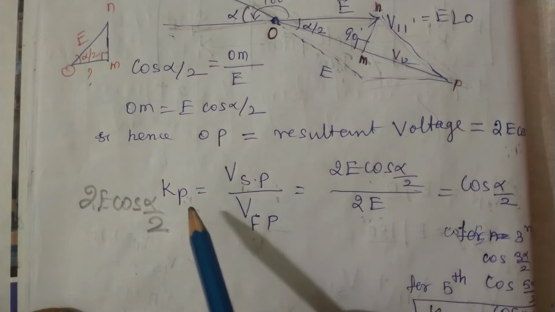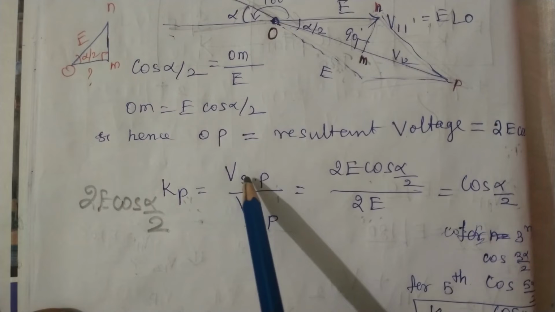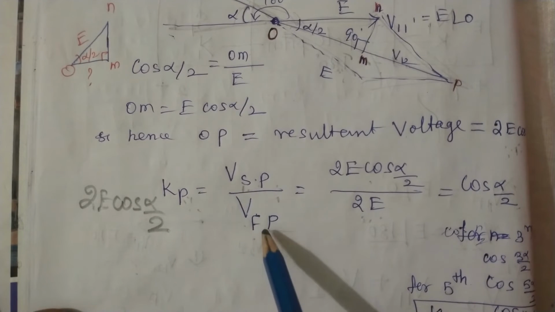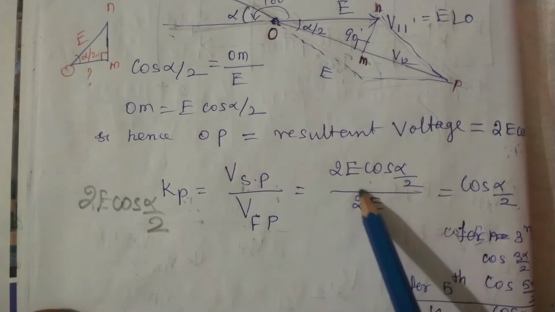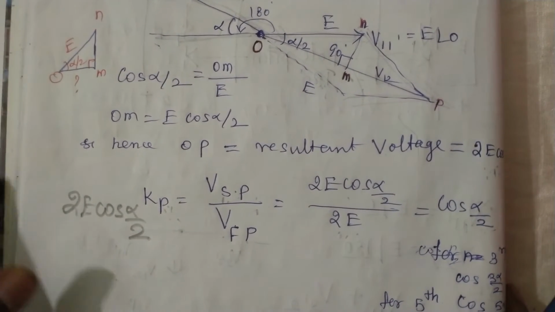Okay, and then you have to find the pitch factor also. In the pitch factor, the formula is voltage induced in the short pitch winding divided by EMF induced in the full pitch winding. So after solving this, you will get cos alpha by 2. This is nothing but the fundamental.